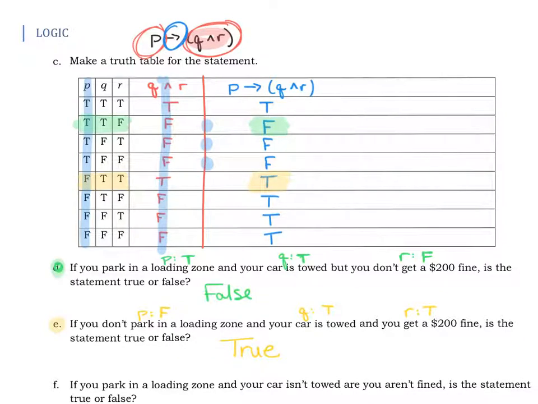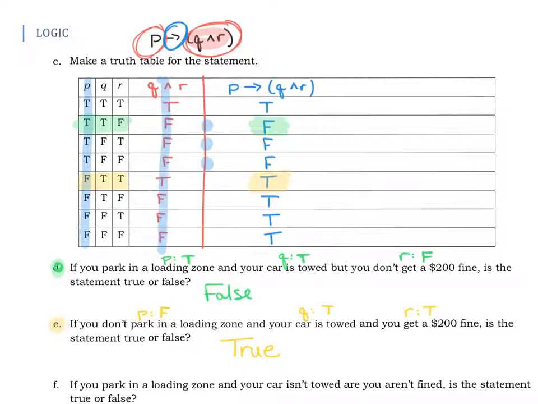So you didn't park in a loading zone, but your car got towed and you got a $200 fine. Is the statement true or false? It's still a true statement. I know that sounds weird, and that's exactly why we take the context out. Maybe you double parked. Maybe you parked in front of a fire hydrant. That doesn't mean your car still can't be towed and you get a $200 fine. There was just another reason for that. I know it's weird, which is exactly why we don't think about what the words mean. We go to P's and Q's and R's.